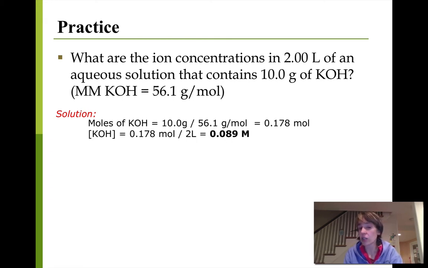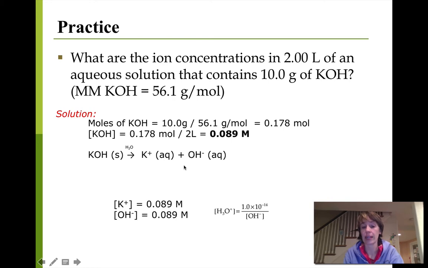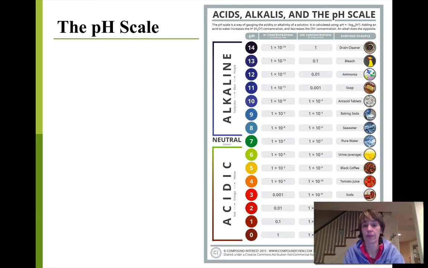So if that's our concentration of the potassium hydroxide, and each potassium hydroxide splits and generates one hydroxide, the true concentration of hydroxide in solution is the same. We have coefficients of 1 here and 1 here, so those concentrations are the same. And therefore, we can also calculate our hydronium ion concentration as 1 divided by that 0.089. So you can work out that math. It ends up being 1.1 times 10 to the minus 13th.